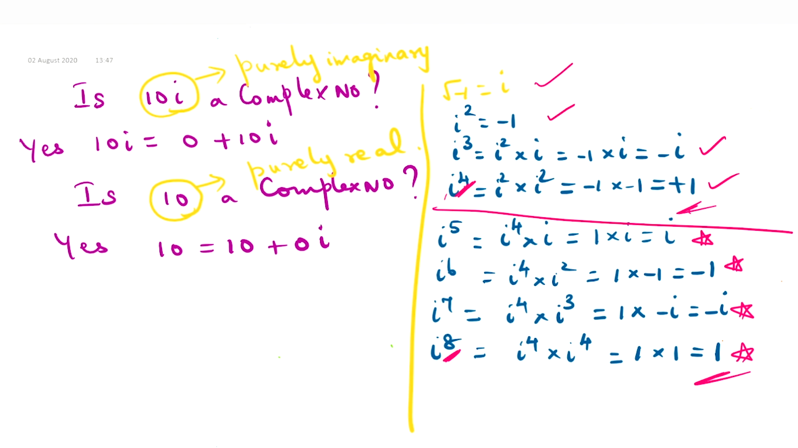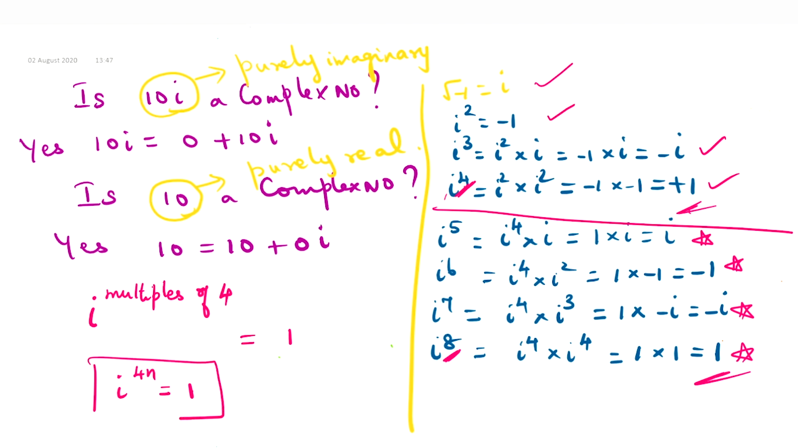So we conclude that i power multiples of 4 is equal to 1. So we can say i^(4n) = 1. Okay, this is a very important concept, right? So here you look at this one.